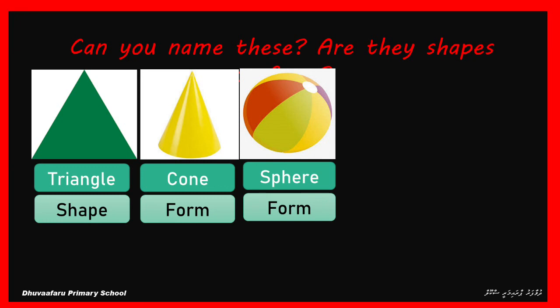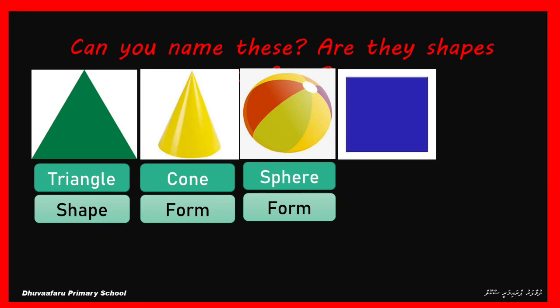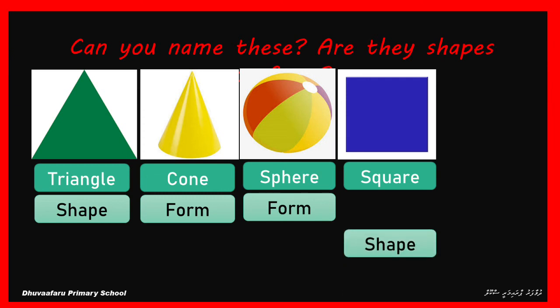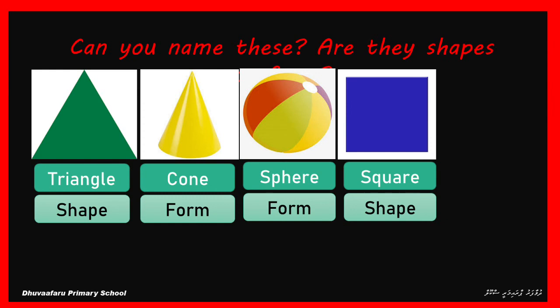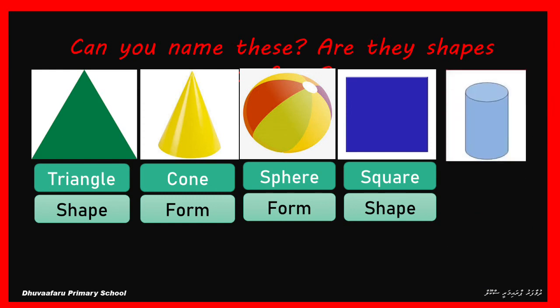Here comes the fourth one. Can you name this one? Square. Very good. Is it a shape or form? Square is a shape. Here comes the last one. What is that? That is a cylinder. Is it a shape or form? Cylinder is a form. Excellent.